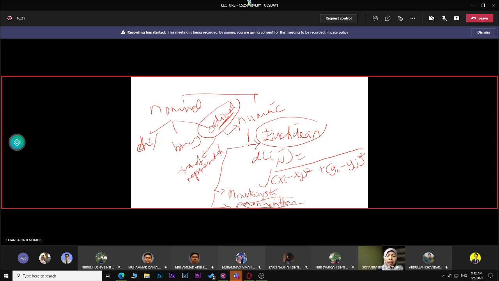So please bear in mind that ordinal is actually considered a nominal data set, but the calculation of distance will use numeric because of this process.